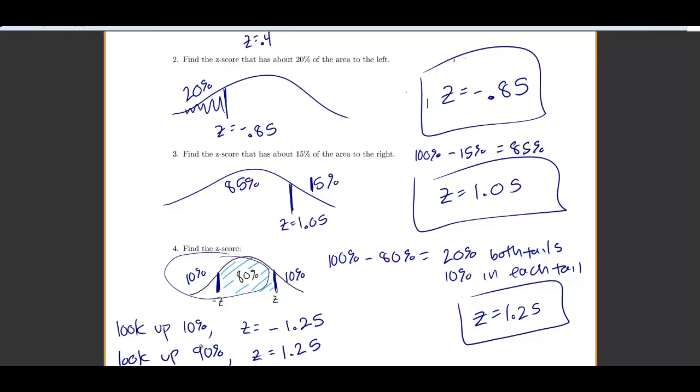Notice you can do all kinds of symmetry on here, because if 10% was to the left and z is negative 1.25, I could have just used symmetry and said, okay, then for 10% to the right, z would be positive 1.25.